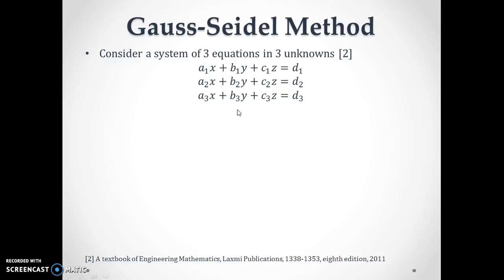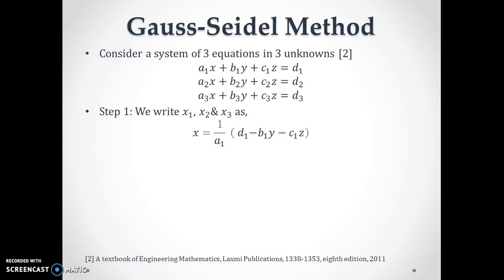but instead I'm going to use each of these equations to write x, y, z. I'm going to use the first equation to write x. That means I will be taking b1y and c1z to the RHS, and then I'm going to write this particular equation number 1 for x. I'm going to use equation 2 to write y, and then I'm going to use equation 3 to write z. So when I do that, I'm going to use a kind of algorithm.